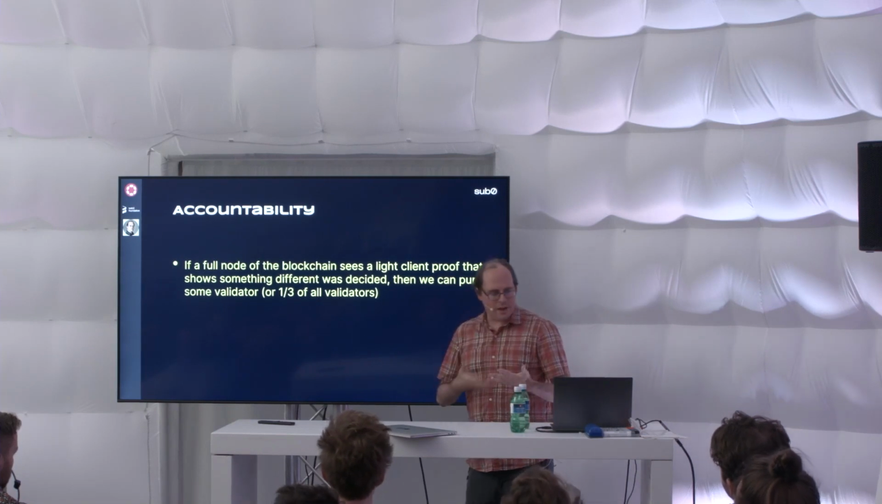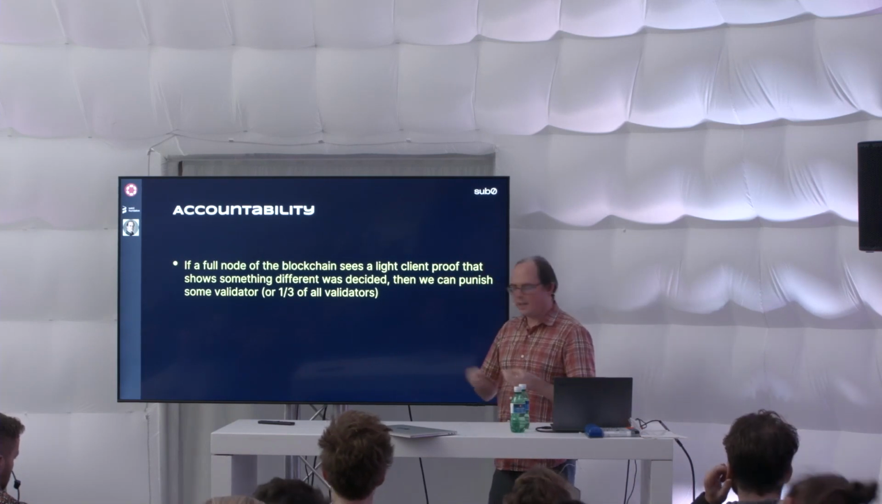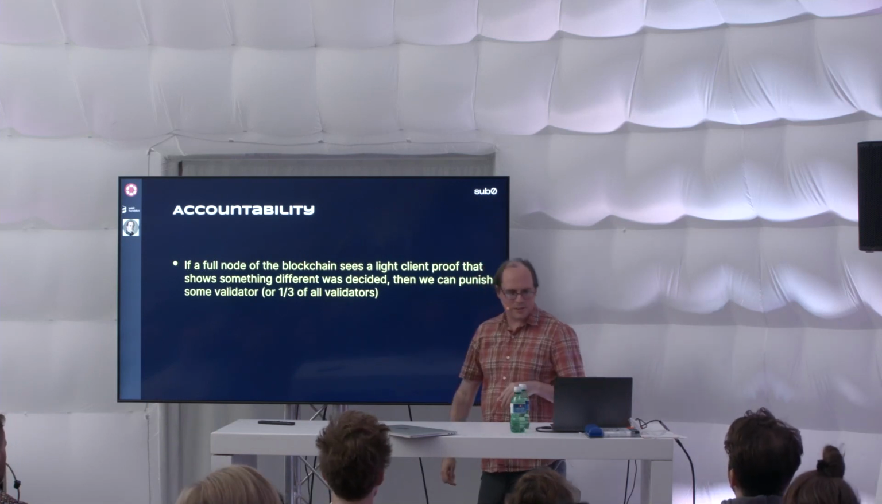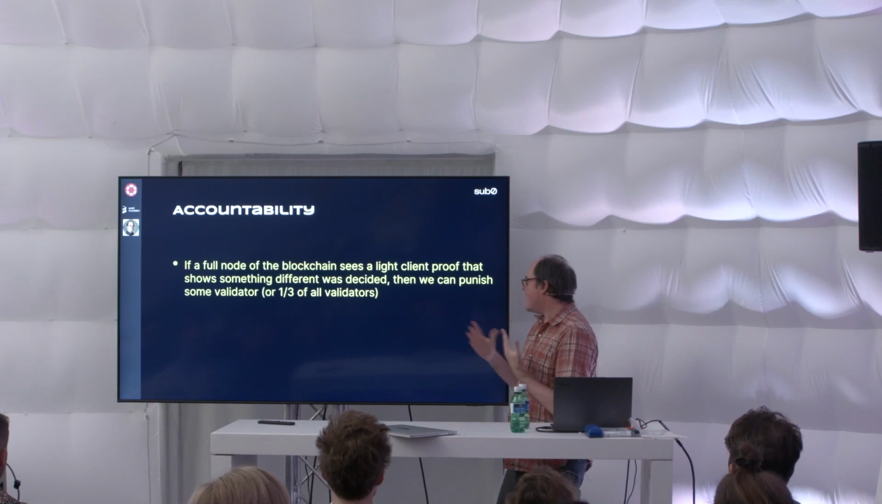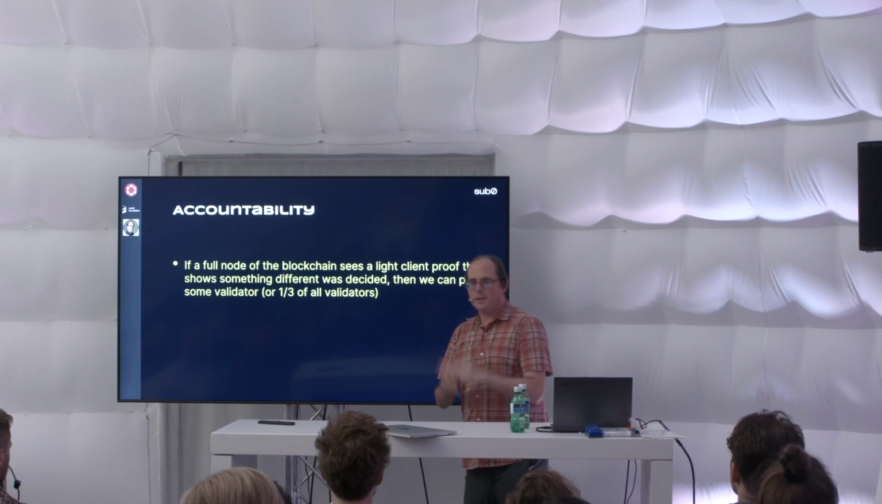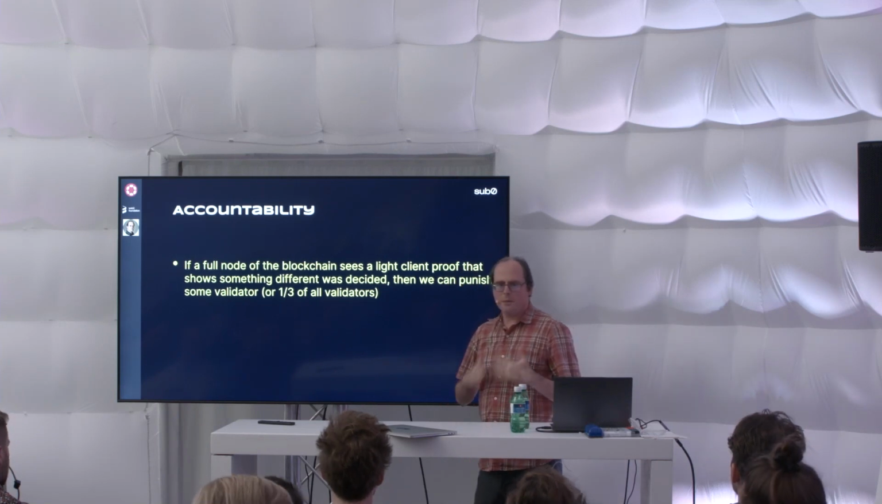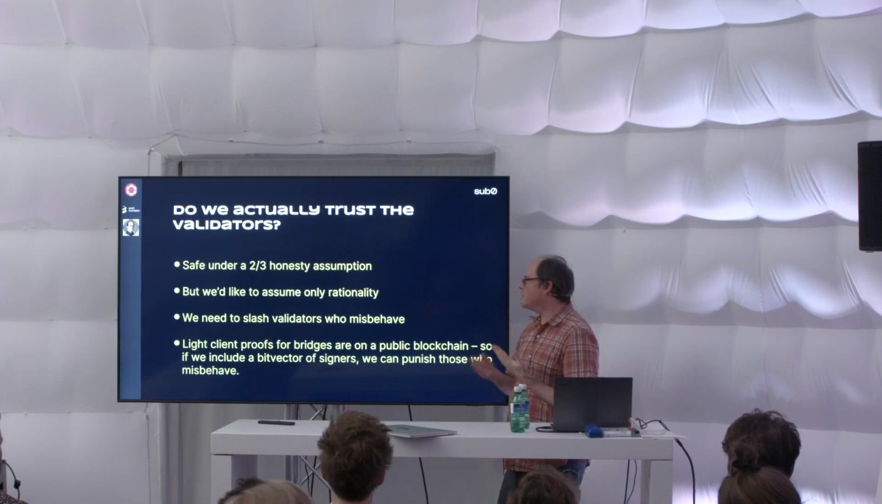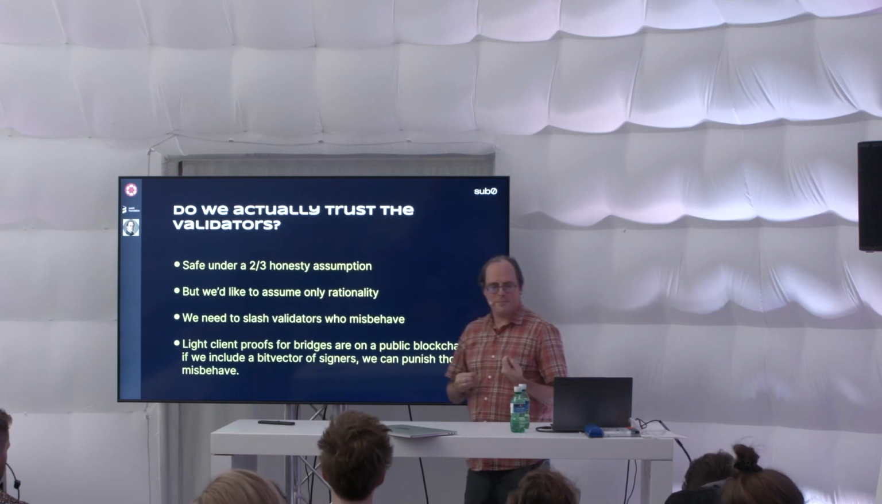And what that means here practically is that if we see this light client proof and the chain goes off and decides something different, then if we have both of these things together, we can decide who is responsible and we can slash them. And we care about this. So some of the security of Polkadot comes from the ability to slash validators.